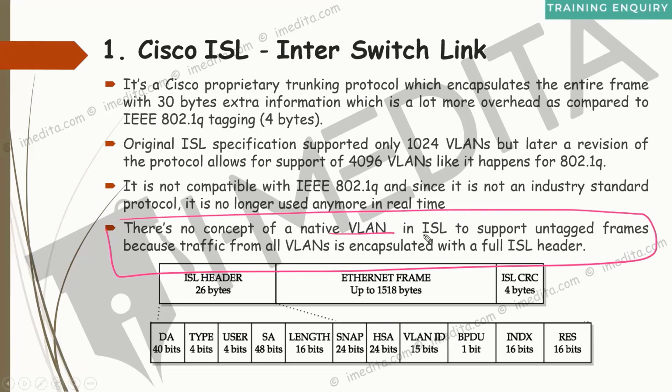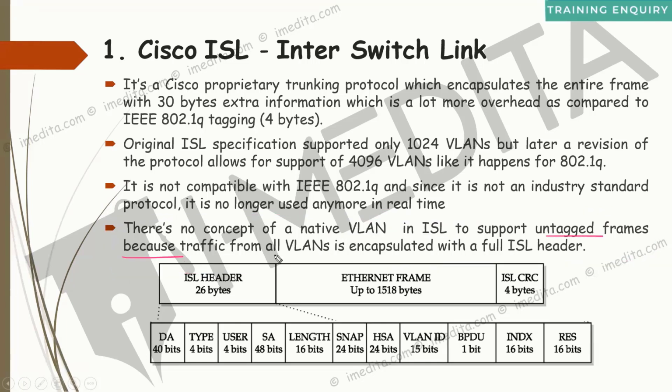There's no concept of the native VLAN in ISL to support untagged frames, because the traffic from the VLAN is completely encapsulated with a 26 byte long header and the trailer. So there is no such concept of native VLAN in ISL. If the ISL trunk receives an untagged frame, it will just drop it. It will not forward it.